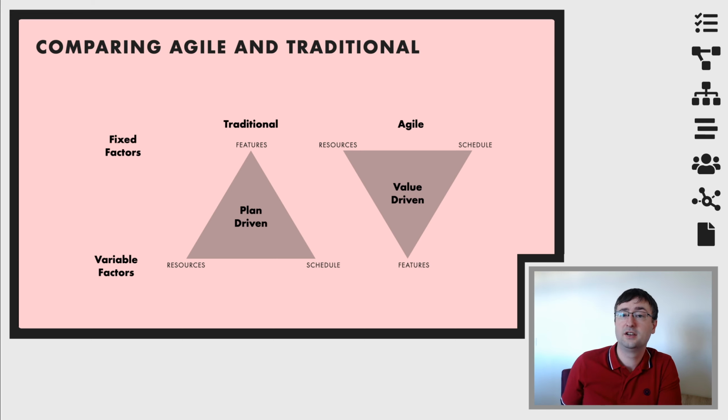The variable factors are different. Okay, inside of a traditional project, the variable factors are the resources, so we might be able to get more money to do things, and the schedule, which can kind of go backwards or forwards. In an Agile project, the variable factor is the features. You may or may not get this thing.